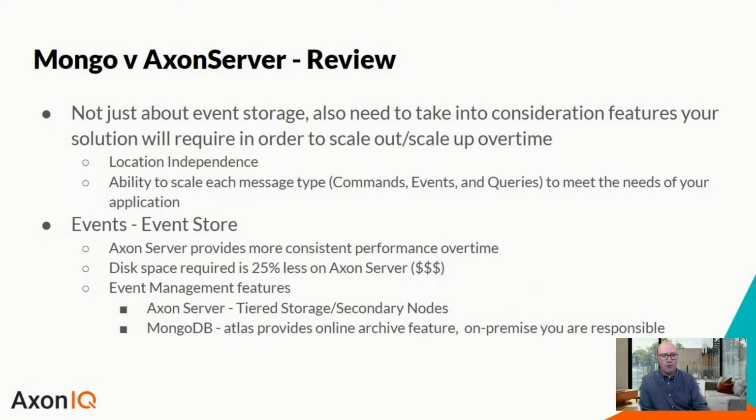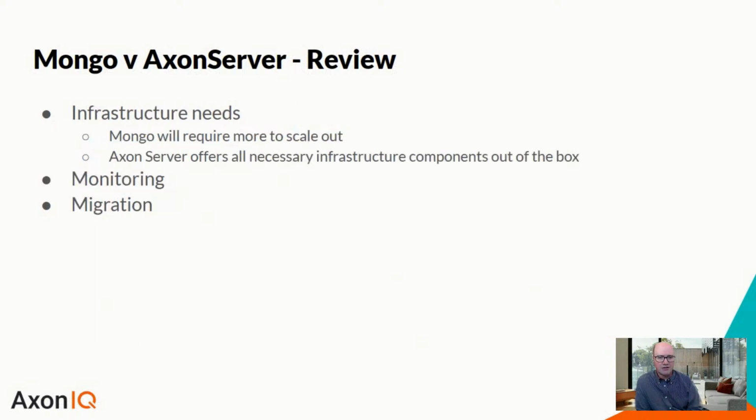I wouldn't be surprised to see us have some tiered storage level that goes out to S3 at some point, or I'm sorry, to blob storage, object storage to meet your needs. MongoDB, again, if you're using Atlas, they have an online feature on-premise. You've got to find some way to make that happen for yourself. Infrastructure needs: Mongo will require more infrastructure to scale out, whereas Axon Server provides all of the necessary infrastructure right out of the box, like we talked about.